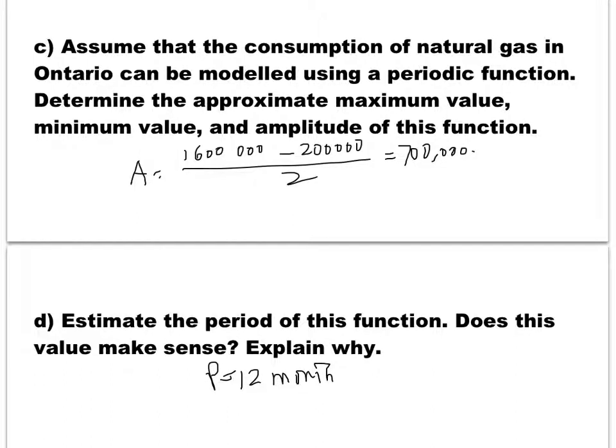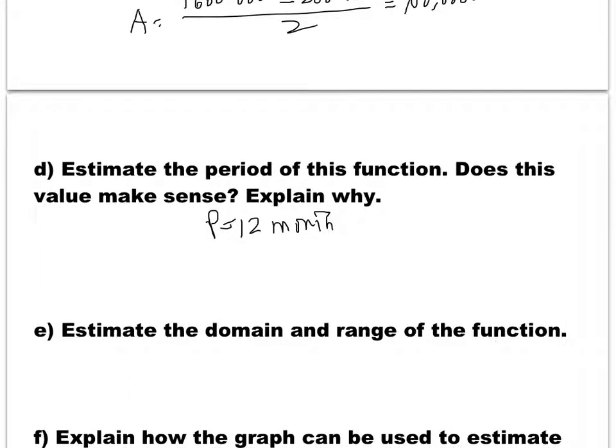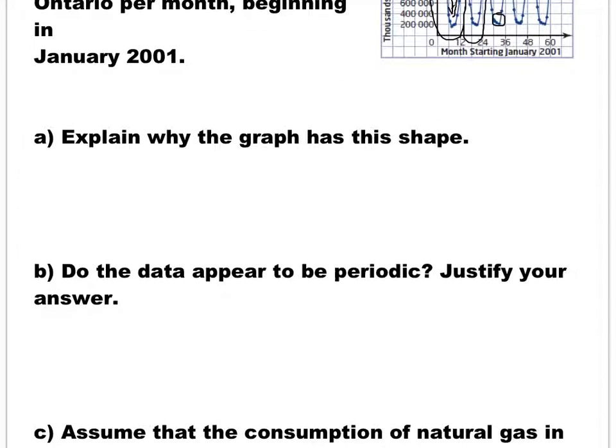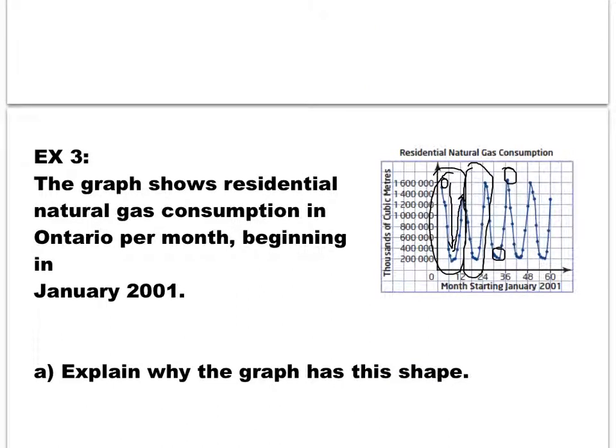Now the next question is estimate the domain and the range of the function. So again, we're going to go back to the function to see what are the valid x and y values. As we can see, x has to be greater than 0, and x is a real number. And the maximum y value is going to be about 1.6 billion. And the minimum y value is going to be about 200,000.